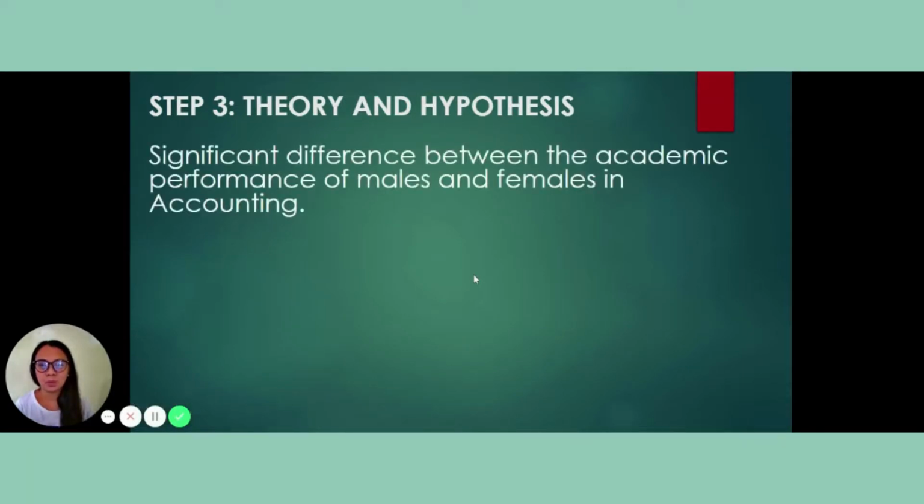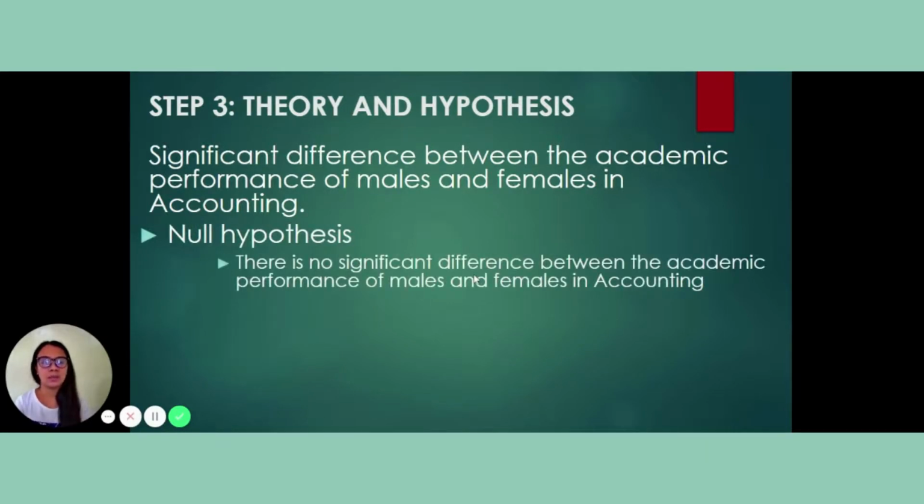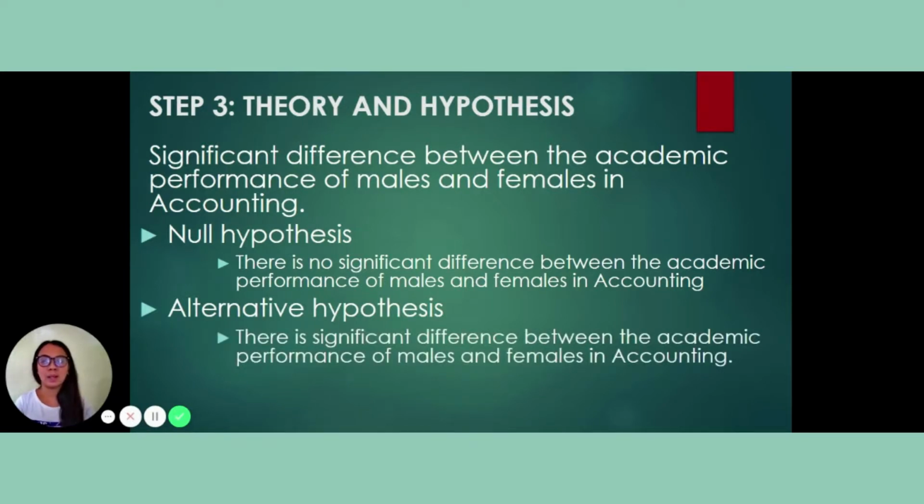Say, for example, you want to study the significant difference between the academic performance of males and females in accounting, then your null hypothesis, which is stated negatively, can be presented this way. There is no significant difference between the academic performance of males and females in accounting. But if it is an alternative hypothesis, it is stated positively, then you may present it this way. There is significant difference between the academic performance of males and females in accounting.